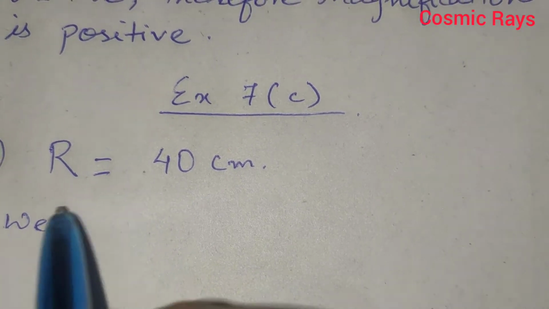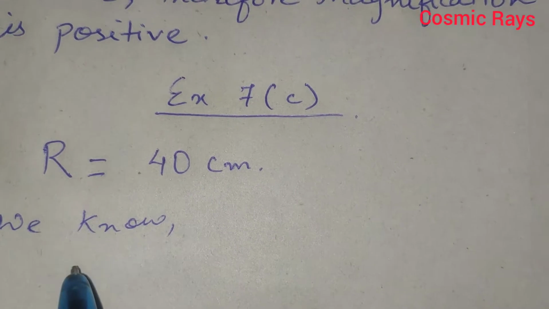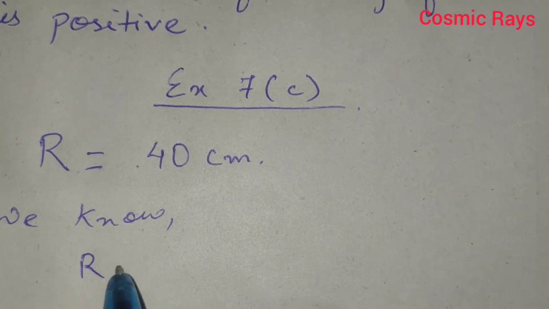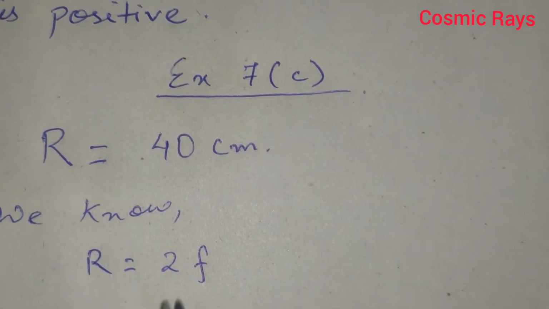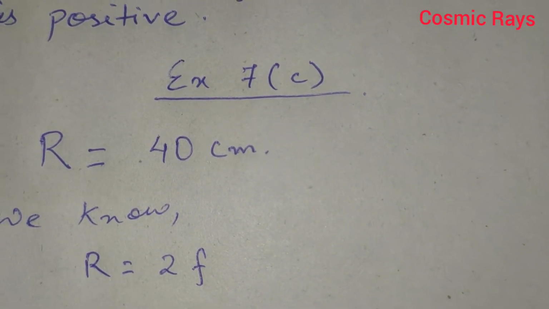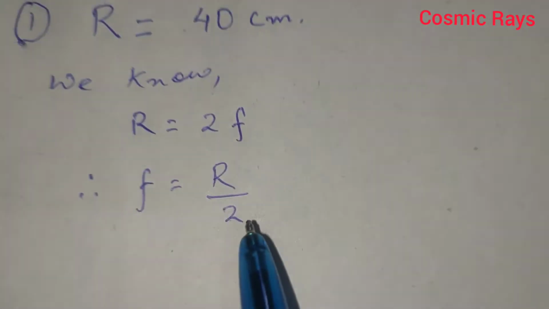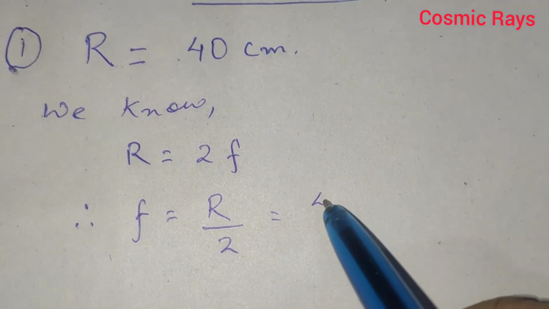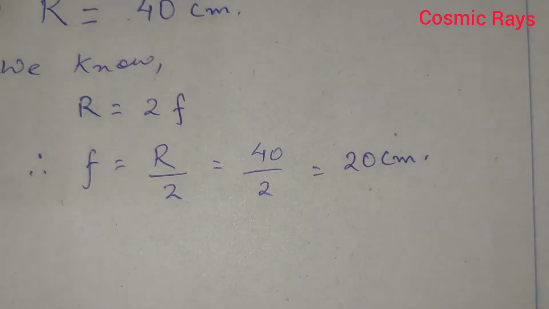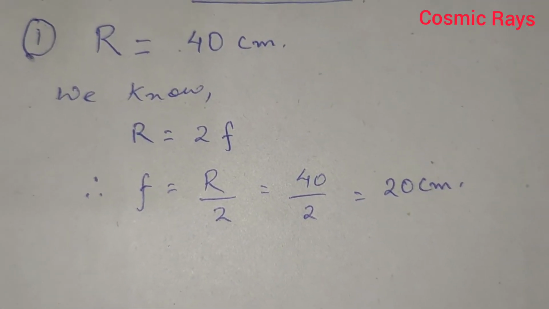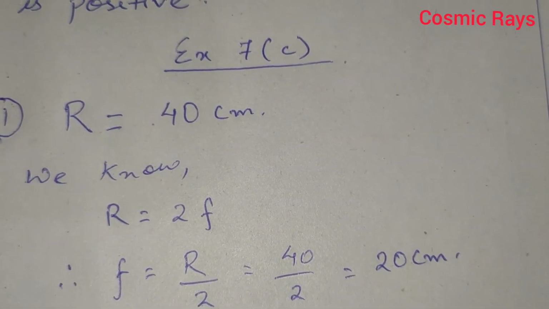So we know the formula that relates R and f. We know that radius of curvature is twice the focal length. So focal length is equal to R by 2. So R is given as 40 centimeter. So 40 divided by 2 is 20 centimeter. So the focal length, or the answer for question number 1, is 20 centimeter. Question number 2 will be done accordingly.